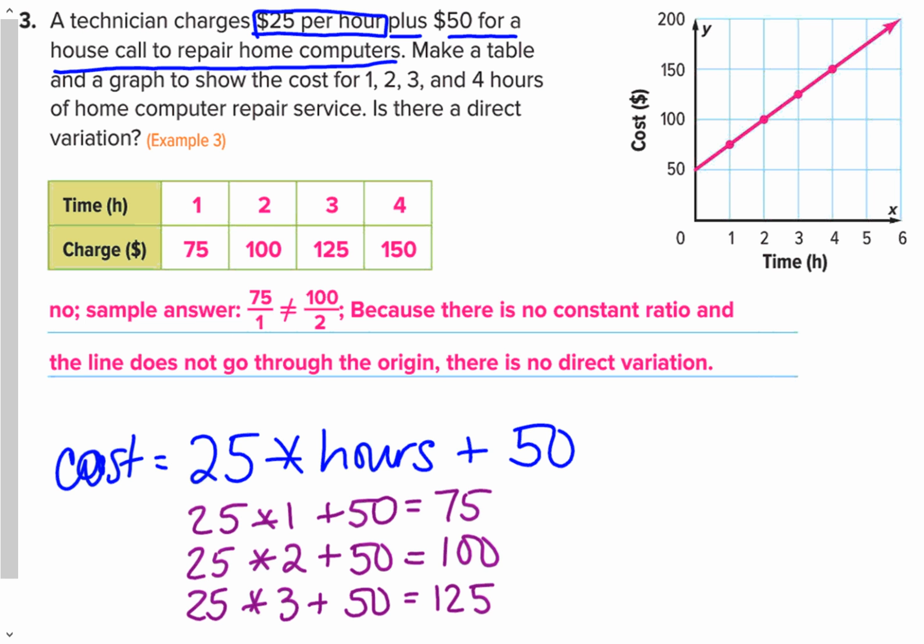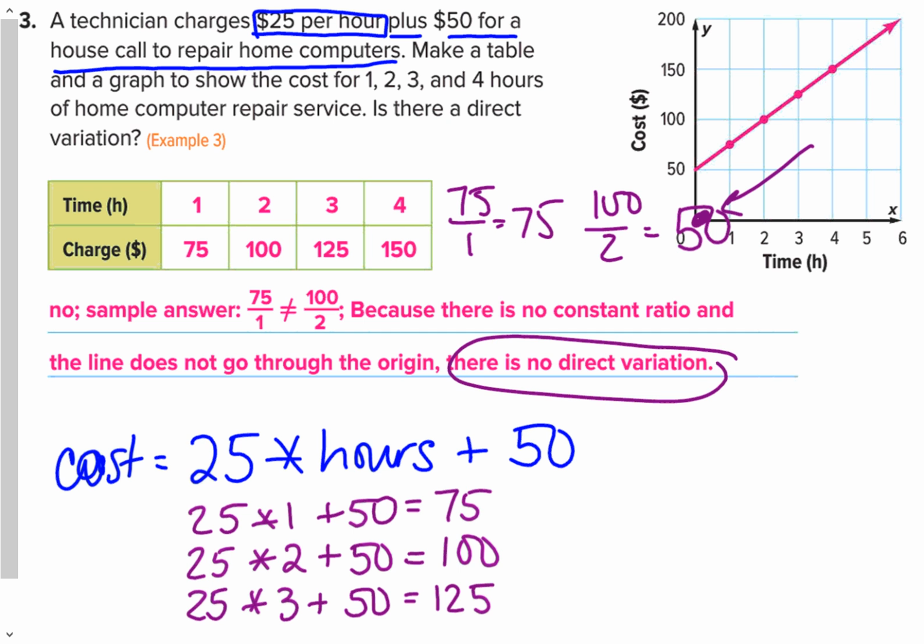Because when you set up your ratios, like 75 over 1 equals 75, and then 100 over 2, that equals 50. So the ratios don't equal each other. So you can say that way. Or you can say, hey, take a look at the graph. It is a straight line, but it doesn't go through the origin, which is 0, 0. So if it's not proportional, there is no direct variation.